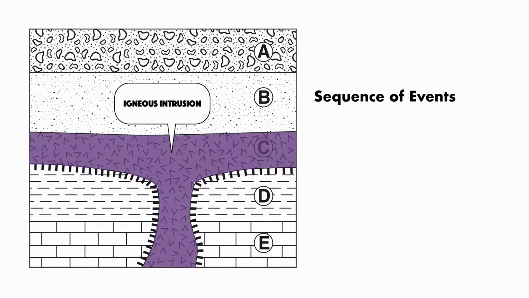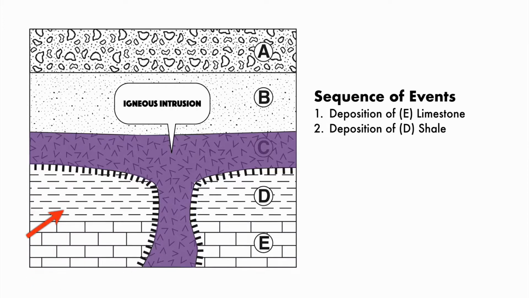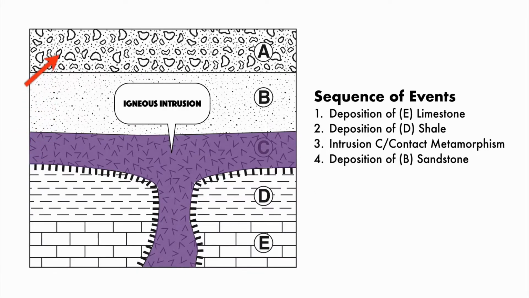So we know, based on everything we've been doing, law of horizontality and law of superposition, the deposition of E, this limestone, had to take place first. Next, had to be this deposition of shale. Now here's where things get interesting. The next event had to be this intrusion C. Why? Because it cuts through layer D and E. D and E had to be there first for this intrusion to kind of burn its way through. Then comes layer B, then layer A.